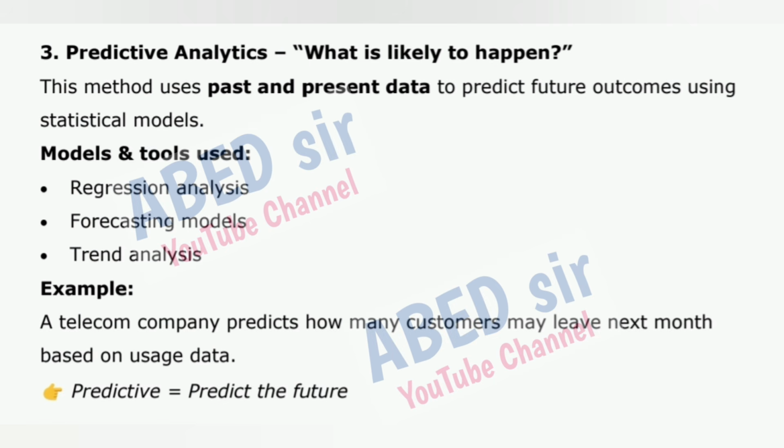3. Predictive analytics. What is likely to happen? This method uses past and present data to predict future outcomes using statistical models. Models and tools used: regression analysis, forecasting models, trend analysis. Example: a telecom company predicts how many customers may leave next month based on usage data. Predictive is equal to predict the future.